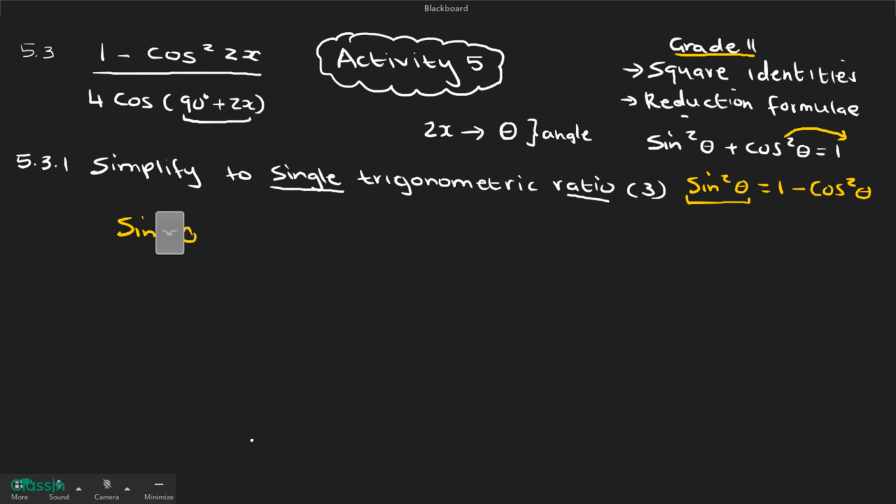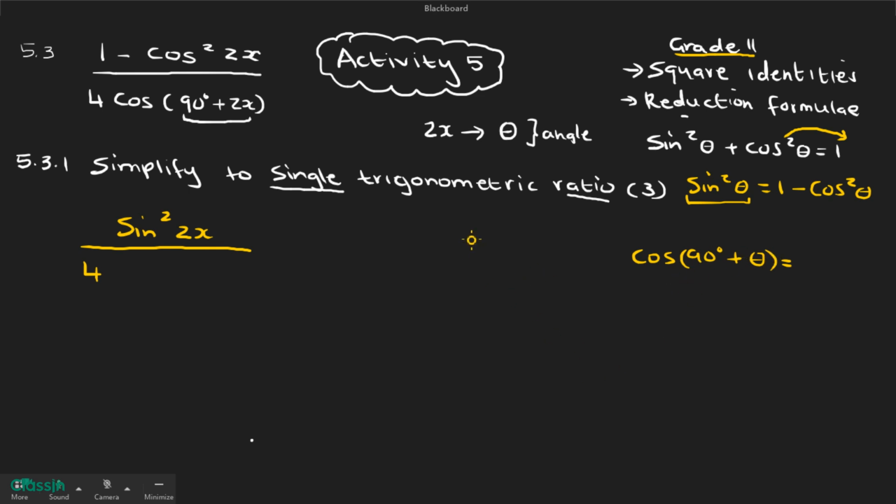Let's rewrite it properly. Sine squared 2x, then 4 remains as 4. Now again, I have cos of (90 degrees plus theta). How can I write this? Because it's cos and 90 plus.